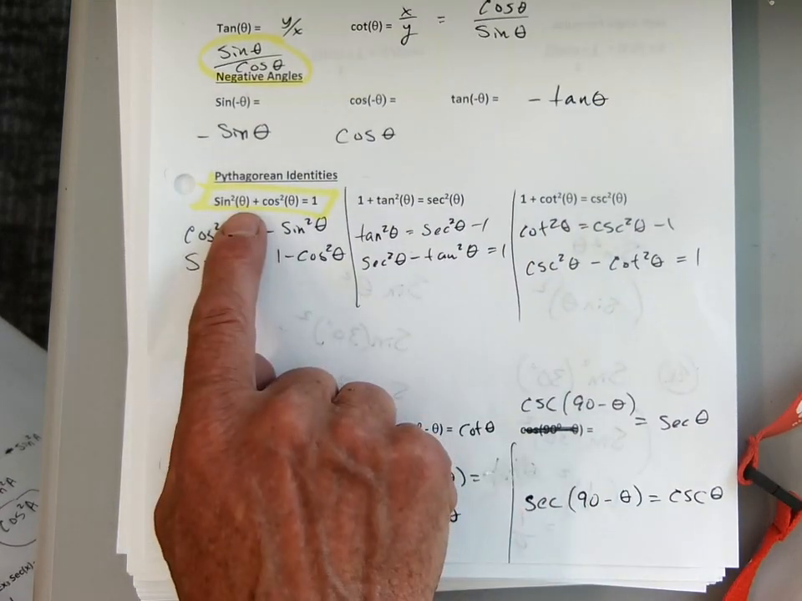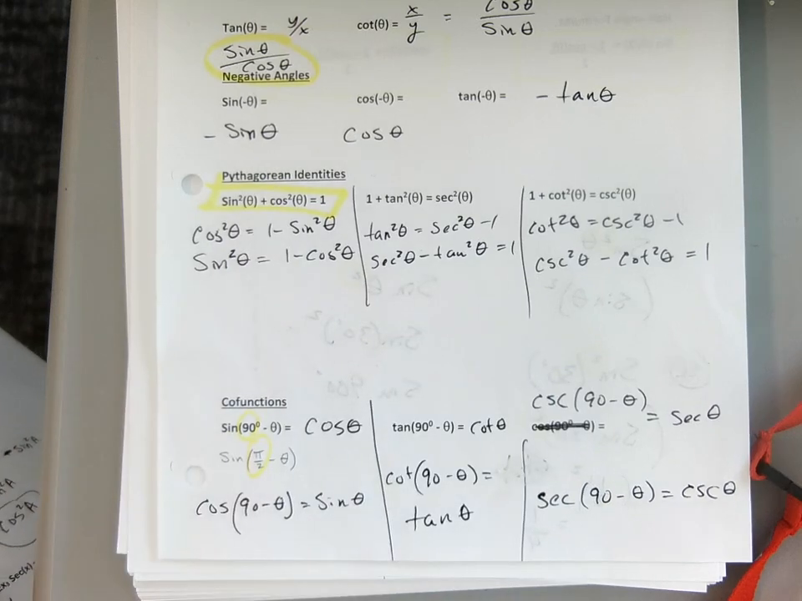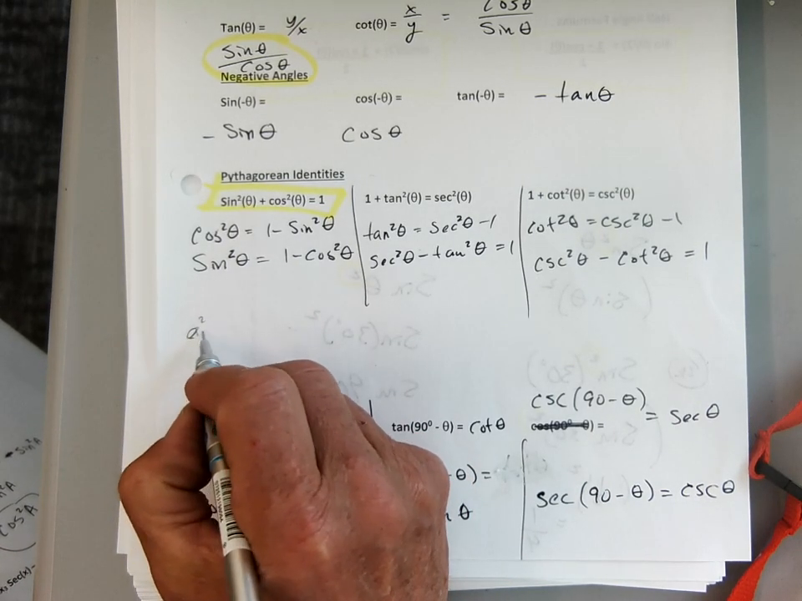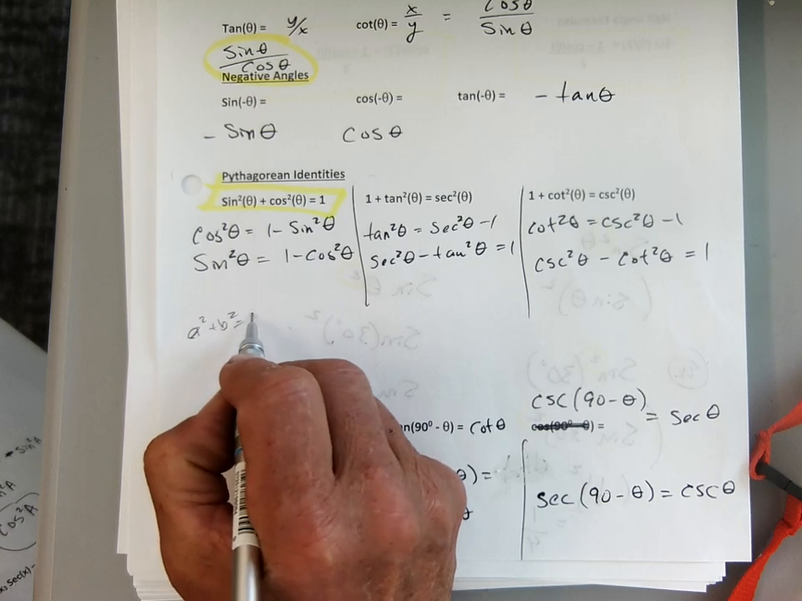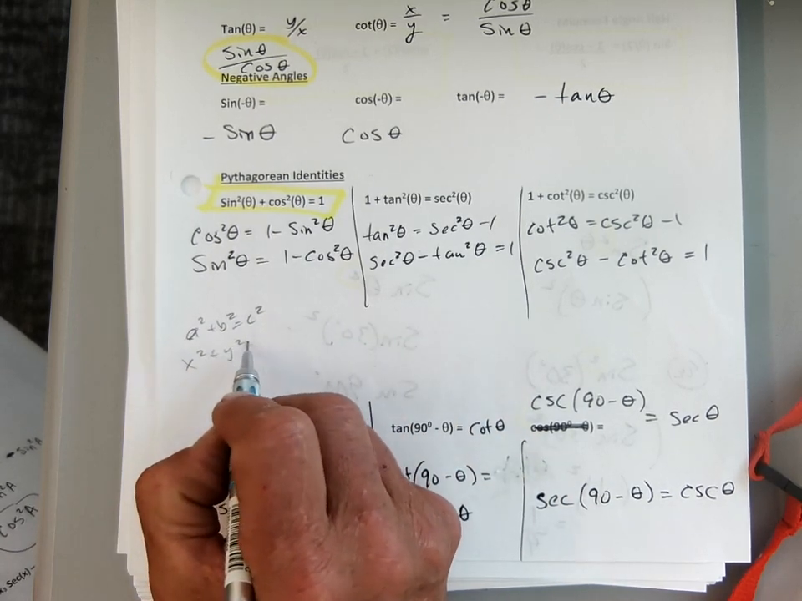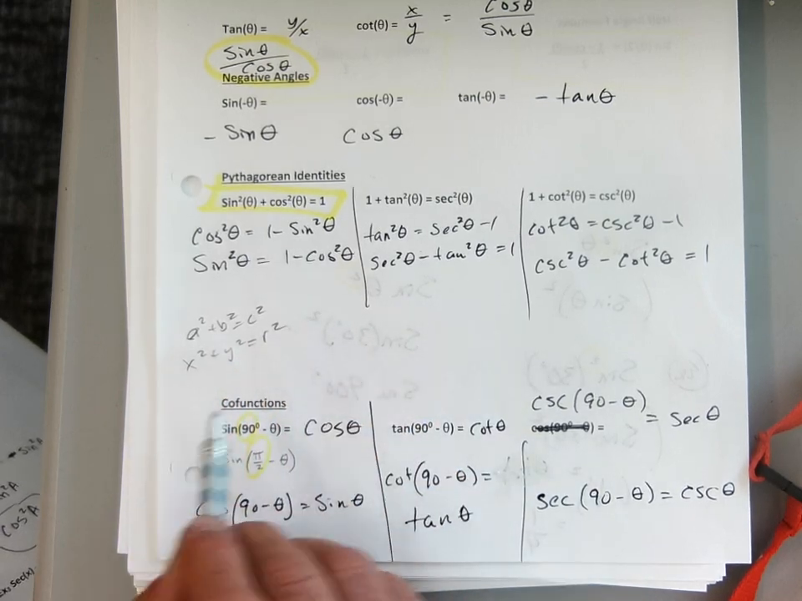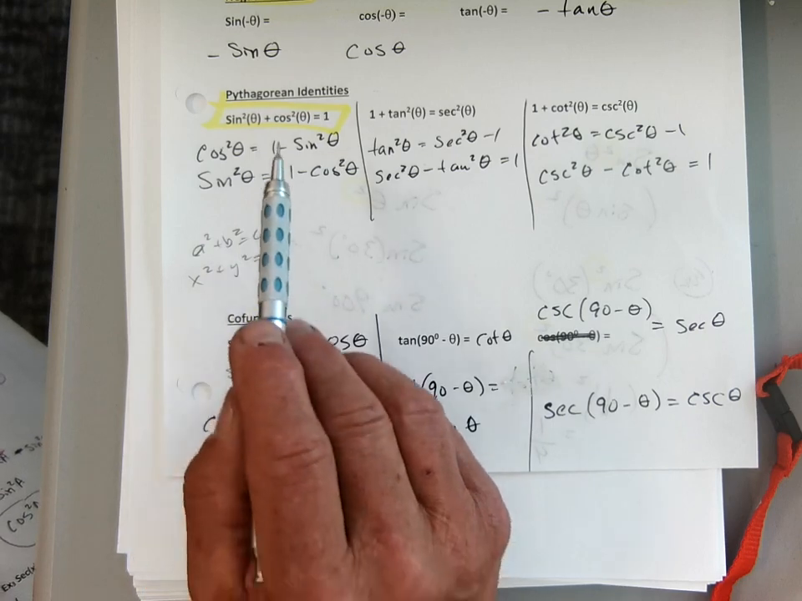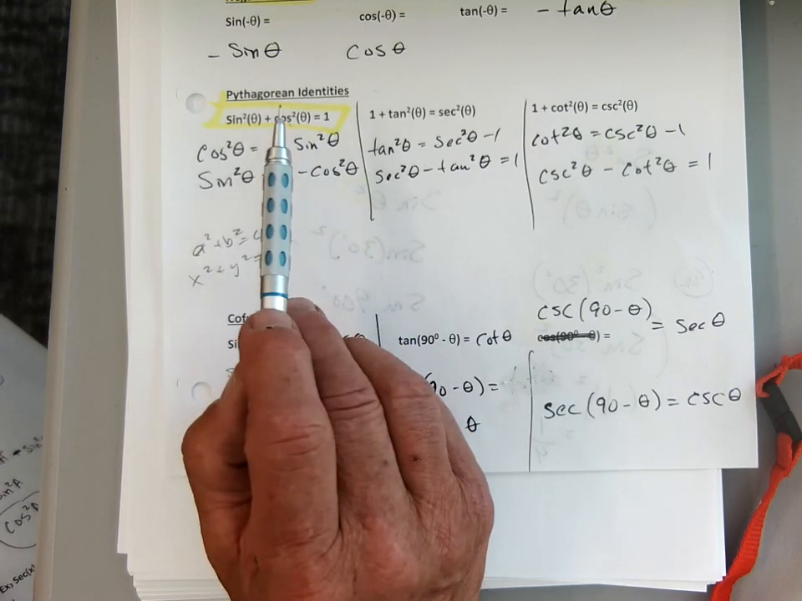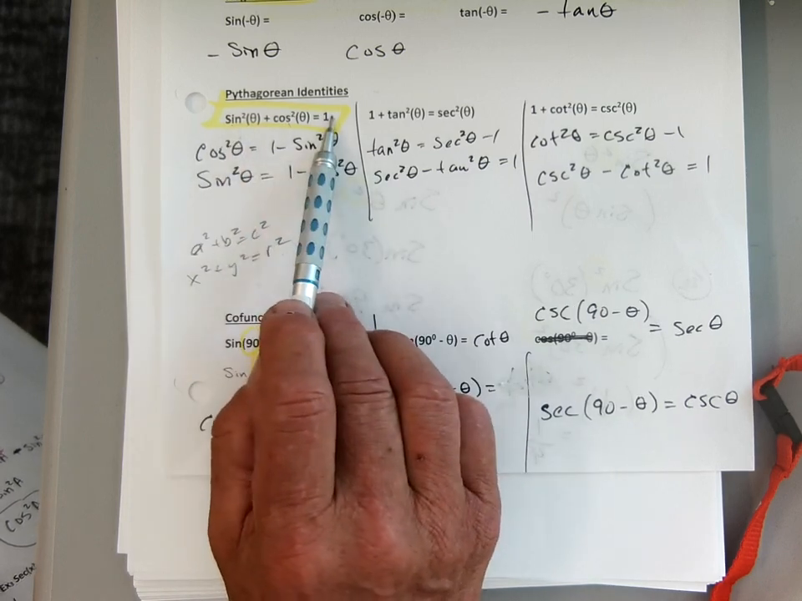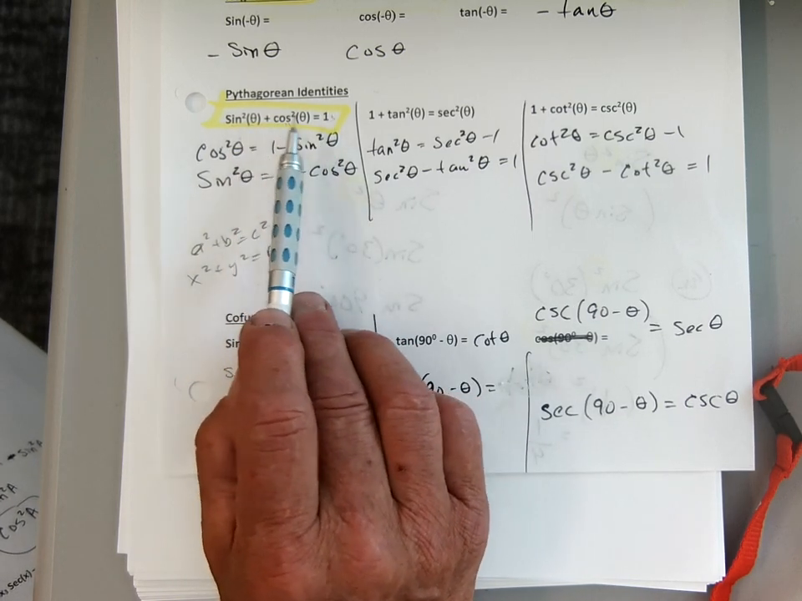Pythagorean identities come from the Pythagorean theorem, okay? We know a squared plus b squared equals c squared. But we also learned x squared plus y squared equals r squared. We learned that in our unit circle. And we know that x is cosine, y is sine, and the radius is 1. So here's our Pythagorean identity: sine squared plus cosine squared equals 1.